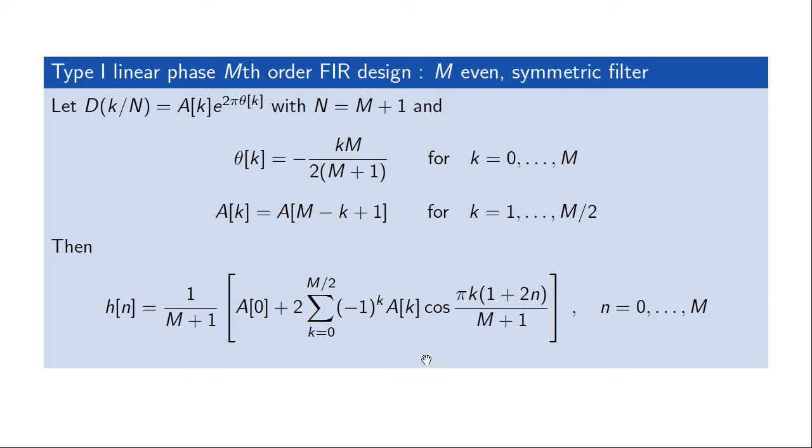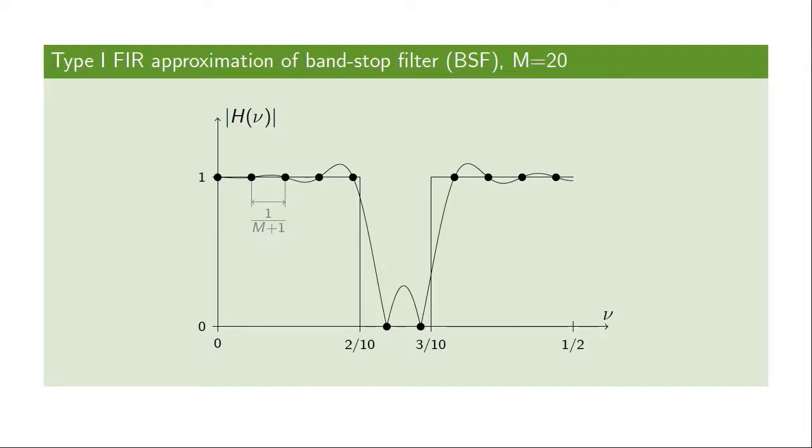The exact structure of this formula is not so important, but instead we can look at an example to see how this behaves in the frequency domain. What we have here is an example of a design of a bandstop filter. A bandstop filter is a filter which takes some set of frequencies, in this case between 2 over 10 and 3 over 10, and removes them. So the desired response would be this solid straight line which goes here.